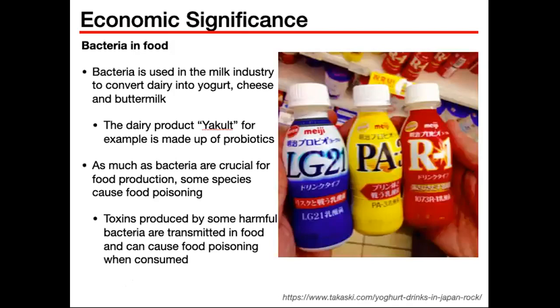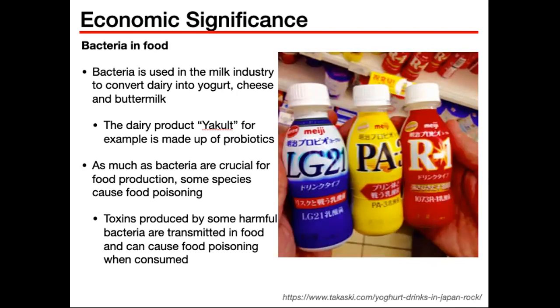Economic sense naman, ginagamit din natin yung bacteria sa food. Probiotic drinks, say for example, yung Yakult natin. It's used in the milk industry, for example, to convert dairy into yogurt, cheese, and buttermilk. And the dairy product Yakult natin is also an example of a market na product that contains bacteria.